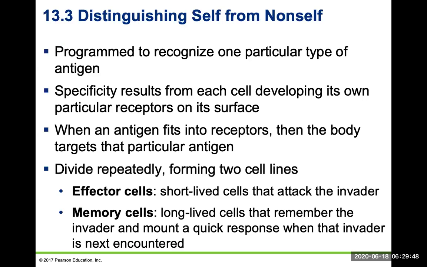Specificity to recognize one type of antigen results from each cell developing its own particular receptors on its surface. And when an antigen fits into those receptors, then the body will target that antigen. They'll divide repeatedly, forming either effector cells, which are short-lived cells that will attack the invader, or memory cells.